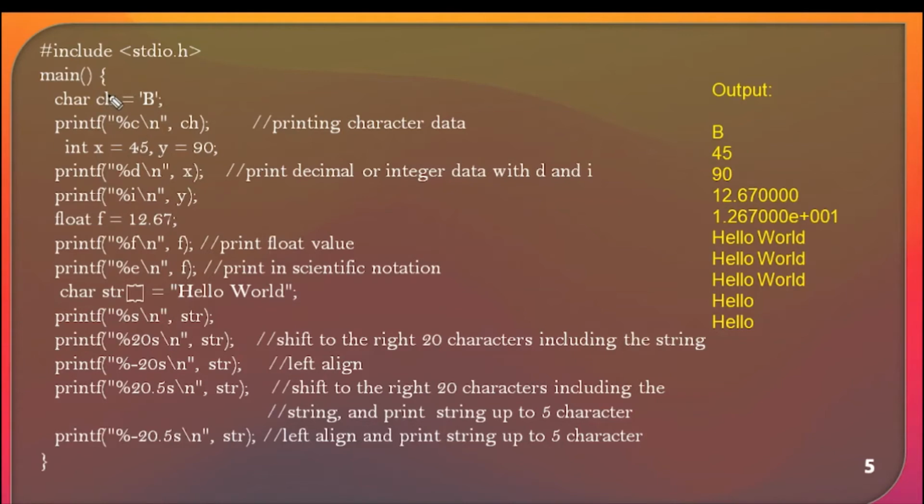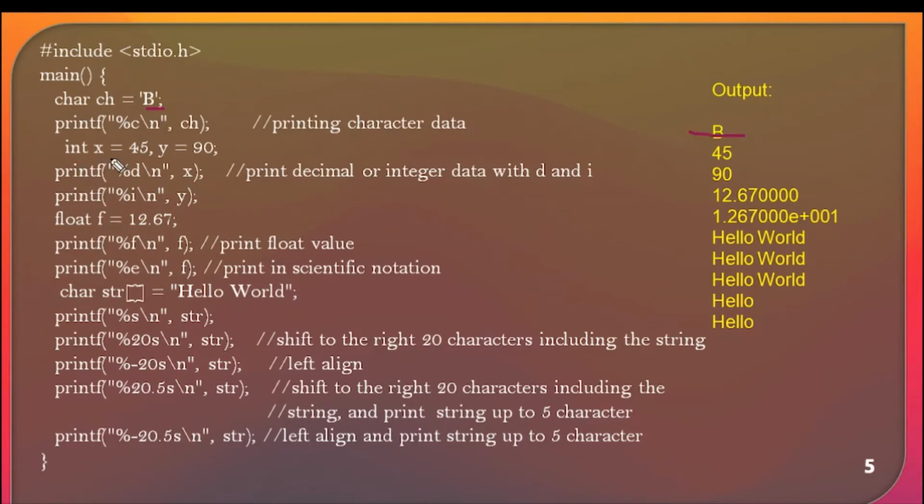Here we are declaring one character type variable ch and assigning the value b. This is the character type, so we can use %c. It prints the character data, that is, b is displayed.